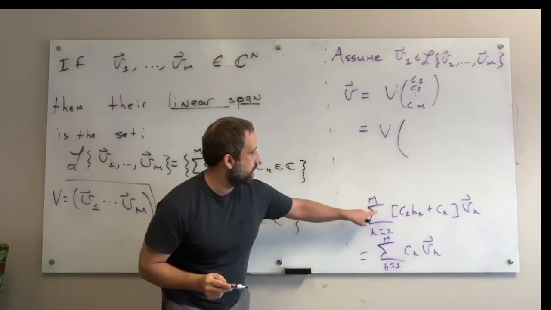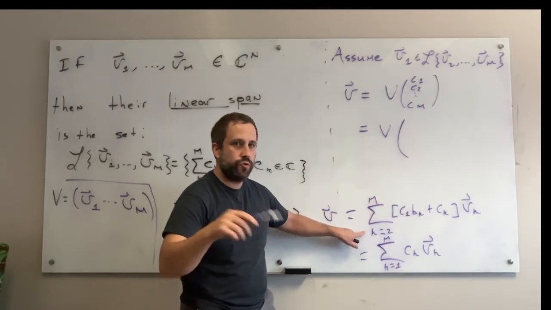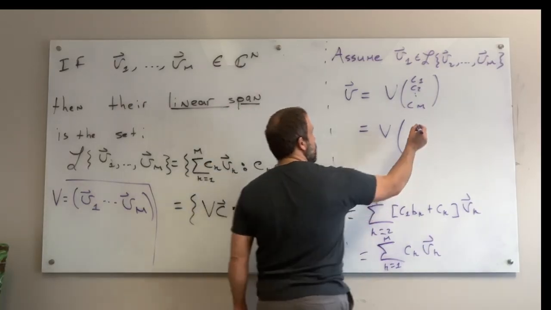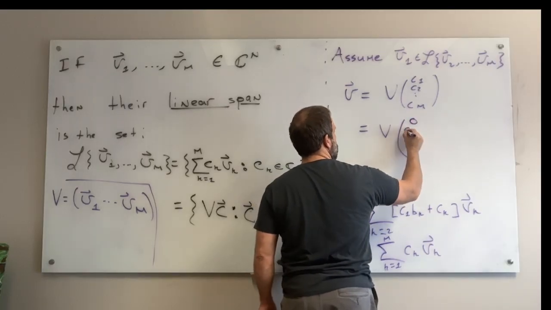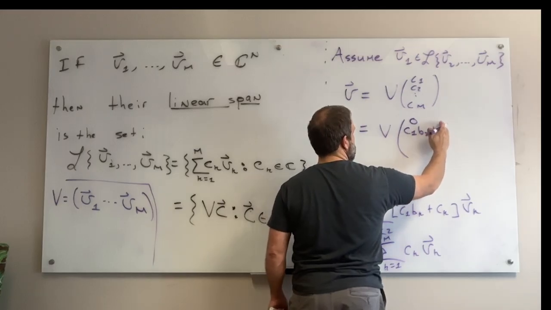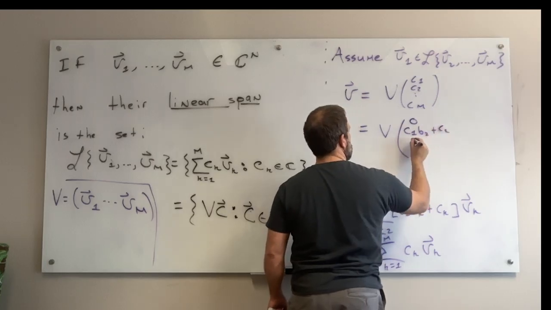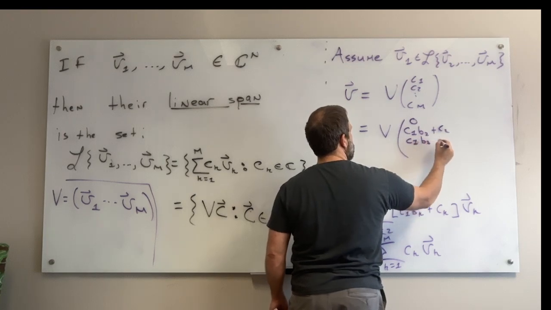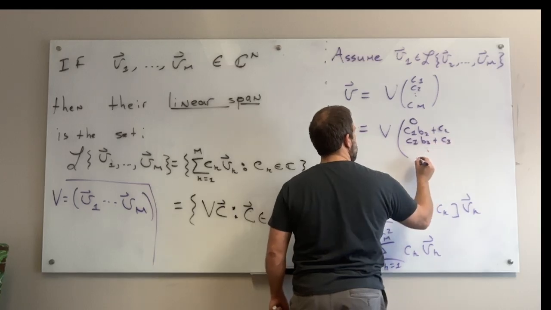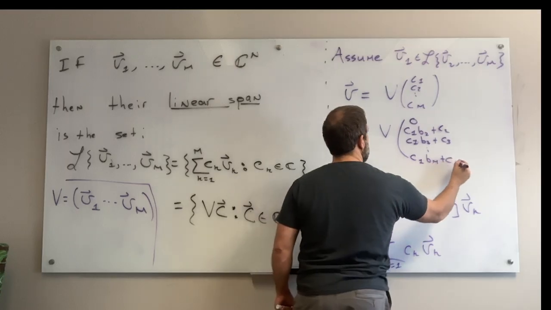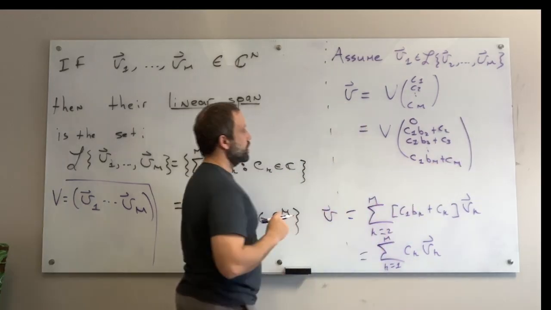If I look here, this is just a linear combination of the vectors v2 through vm, but v1 is not included, so it's going to be 0, and I'm going to have c1 b2 plus c2, and then if there's a third one, c1 b3 plus c3, all the way down to c1 plus bm plus cm, like this.